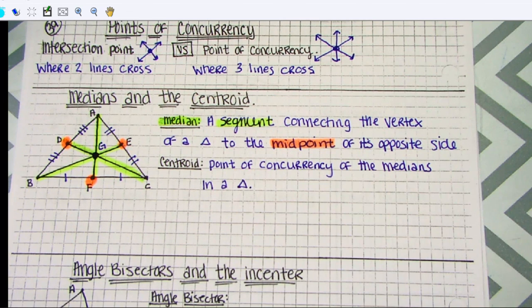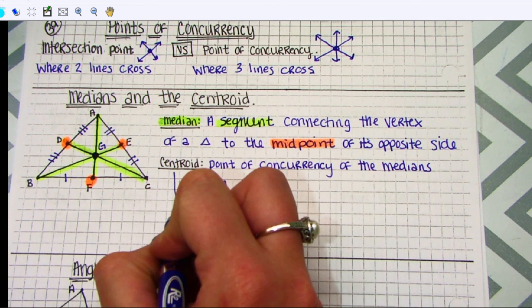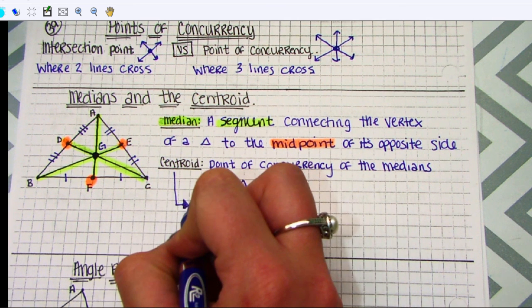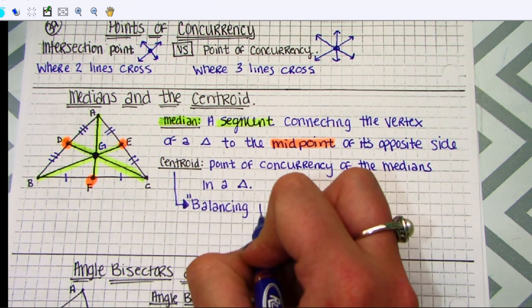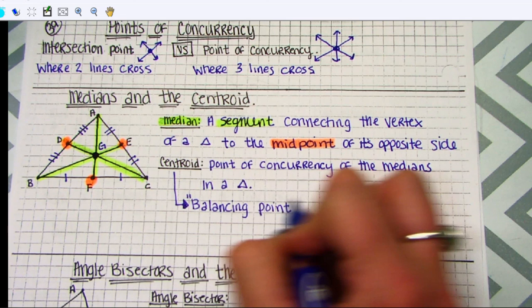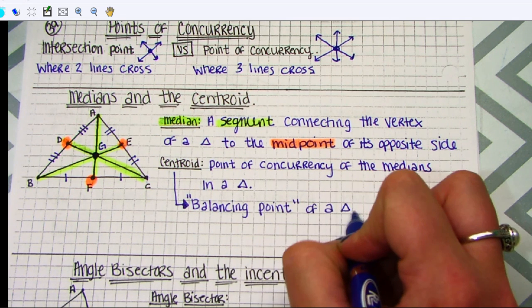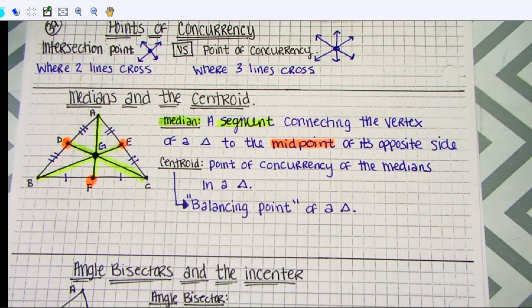So the term centroid, think center, it's kind of like the balancing point of a triangle. If you were to balance at the centroid on your finger, that triangle would balance evenly. So the centroid is referred to as the balancing point of a triangle. It's a key word. It's the balancing point of a triangle.